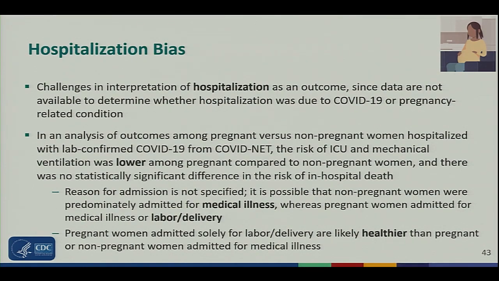In an analysis of outcomes among pregnant women versus non-pregnant women hospitalized with lab-confirmed COVID-19 from COVIDnet, the risk of ICU and mechanical ventilation was actually lower among pregnant compared to non-pregnant women, and there was no statistically significant difference in the risk of in-hospital death. While the reason for admission is not specified, it's possible that non-pregnant women were predominantly admitted for medical illness, whereas pregnant women were admitted for medical illness or labor and delivery. Pregnant women admitted solely for labor and delivery are likely healthier than pregnant or non-pregnant women admitted for medical illness.